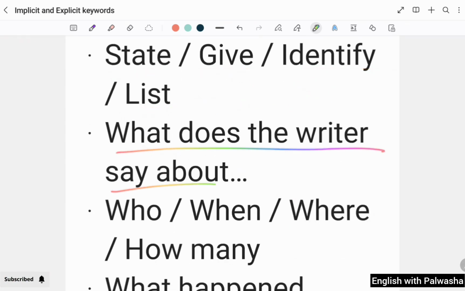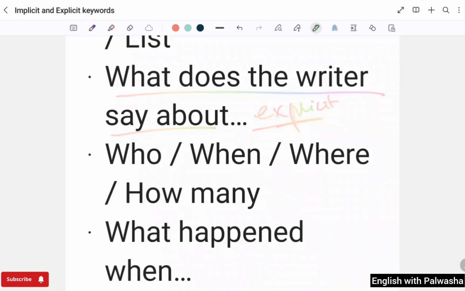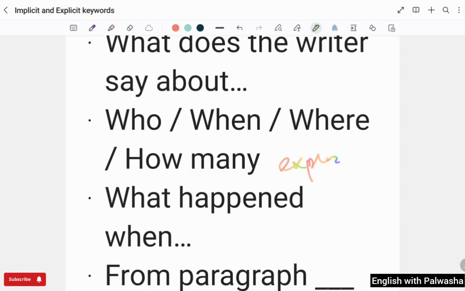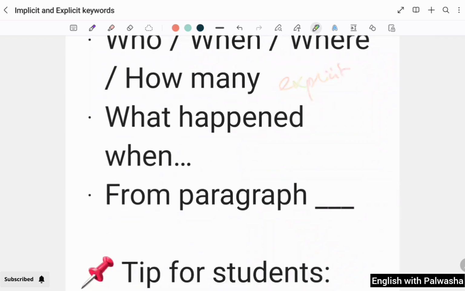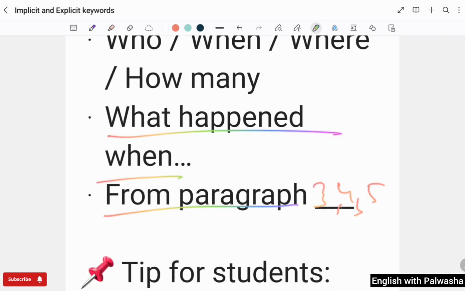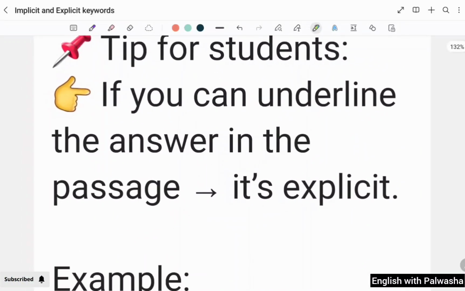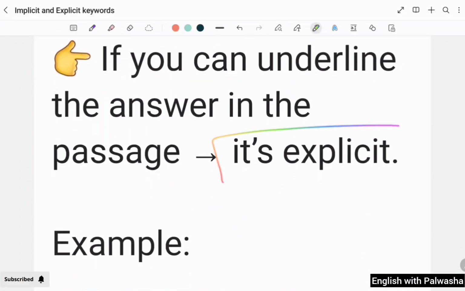What does the writer say about? It is explicit. You have to explicitly state what the writer says about. Don't dig deep into the explanation. Who, when, where, how many, all are explicit, my dear students, right? Then what happened when, from paragraph 3, 4, 5, whatever it is explicitly stated, but then there is a blend of implicit and explicit as well. You need to figure out with the keywords. If you can underline the answer in the passage, it is explicit. This is the tip for you guys, right?